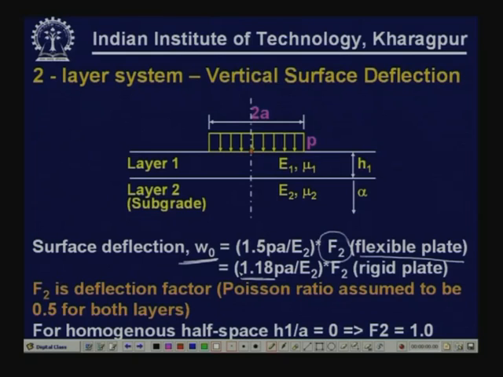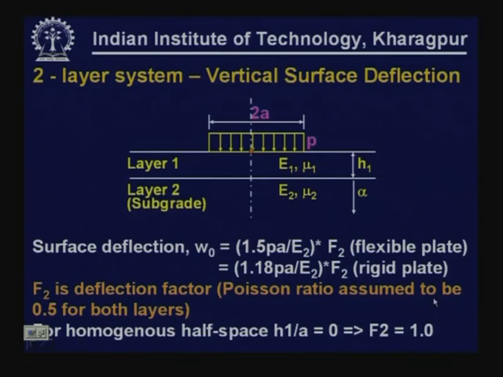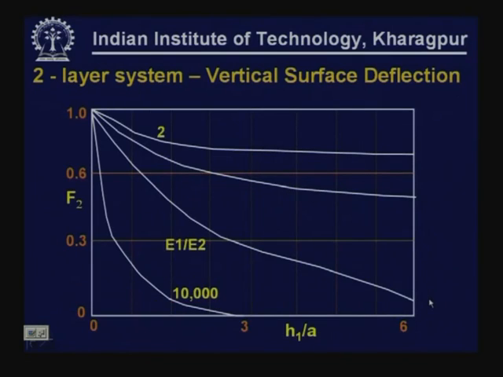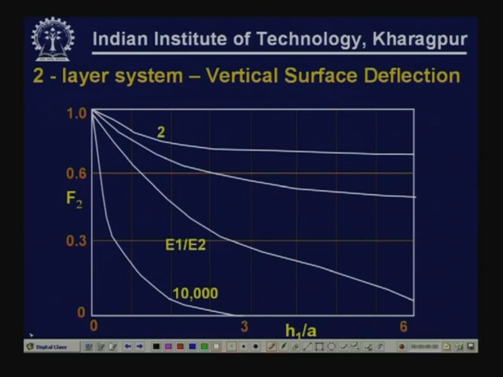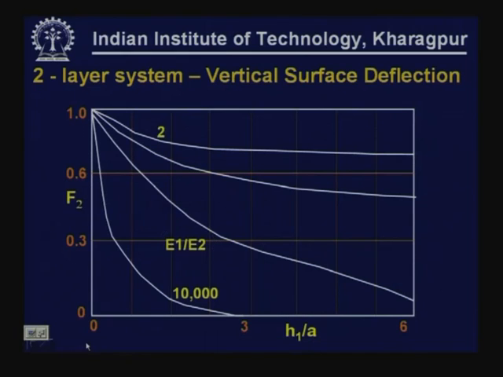For homogeneous half space, H1 by A will be equal to 0, which gives us an F2 value of 1. We will see how we can make use of this system. This is the typical vertical surface deflection chart for a two layer pavement system. Here, if you know the thickness of the layer H1 expressed as H1 by A, and if you know the modular ratio, then we can find out the deflection factor F2. Substituting this in the equation, we can calculate the surface deflection either for a rigid plate or for a flexible plate.